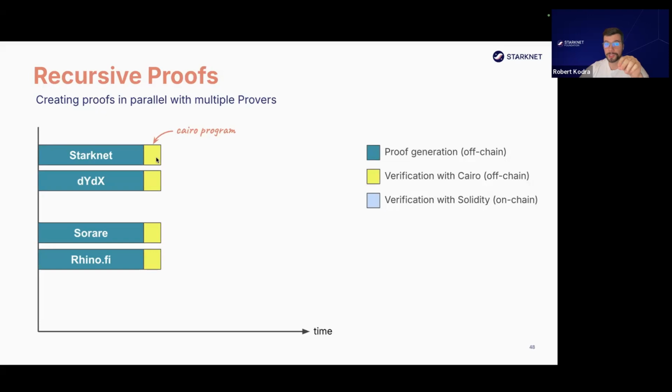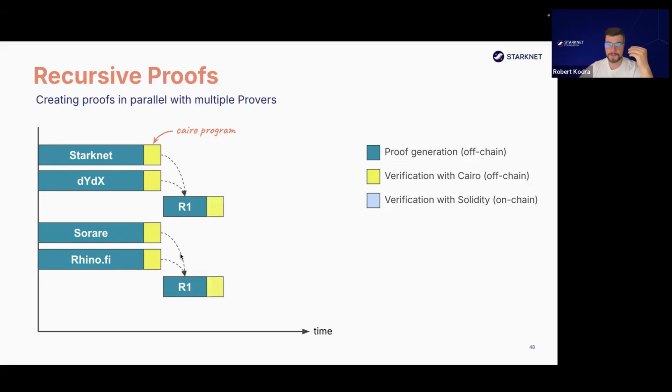And then from here, what we can do is create a new recursive proof out of it, which basically attests the validity of these two. This happens for Starknet and DYDX in this example. We create a recursive proof here. And then we do the same process for Sorare and Rhinify. We create a recursive proof that attests the validity of these two Cairo programs.